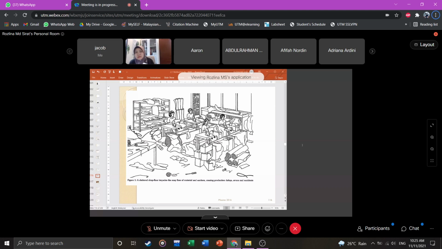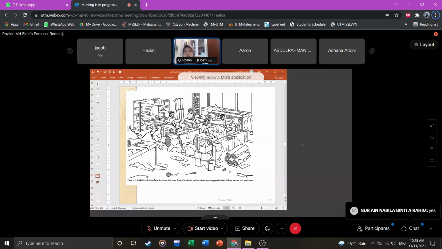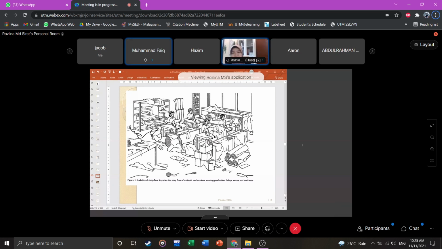Make a station or store that keeps specific materials. Okay, so you have to provide a proper storage, a proper layout: which one is frequently used, which one is very rarely used, or maybe it is only for storage. Have you heard of 5S? What is the 5S?